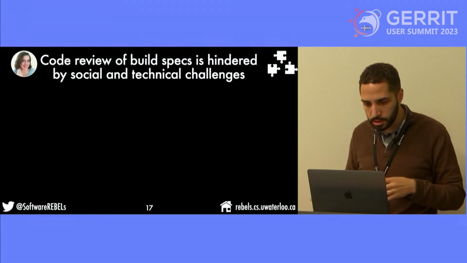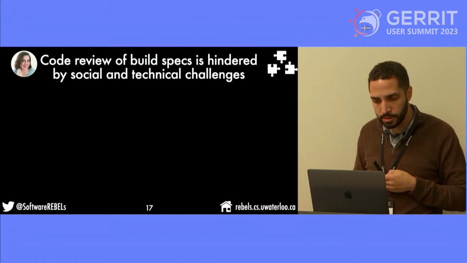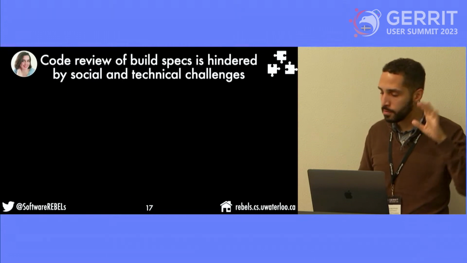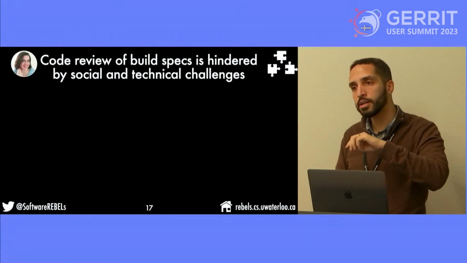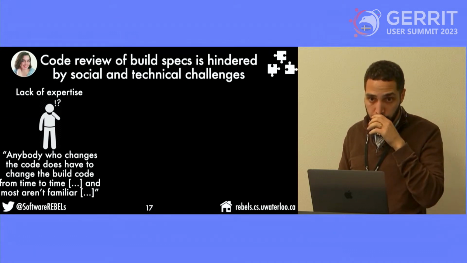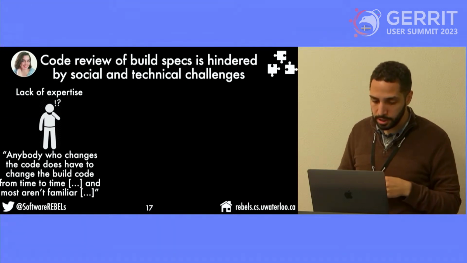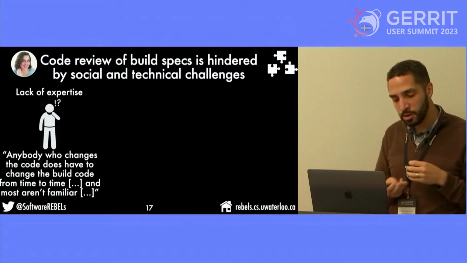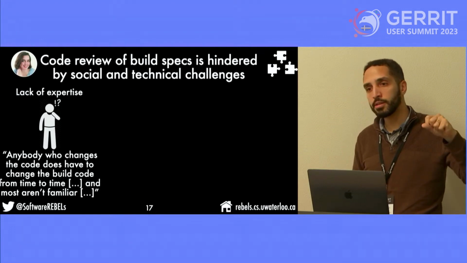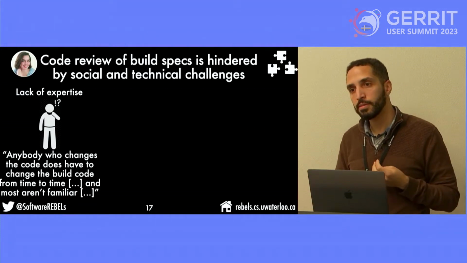So I'm just going to, at a very high level, highlight some of the key takeaways. So code review of build specs is hindered by social and technical challenges. So from the social aspect, there's a lack of expertise. So this particular build engineer gave us a nice quote where he said, anybody who changes the code has to change the build from time to time, and often they aren't familiar with the build system.